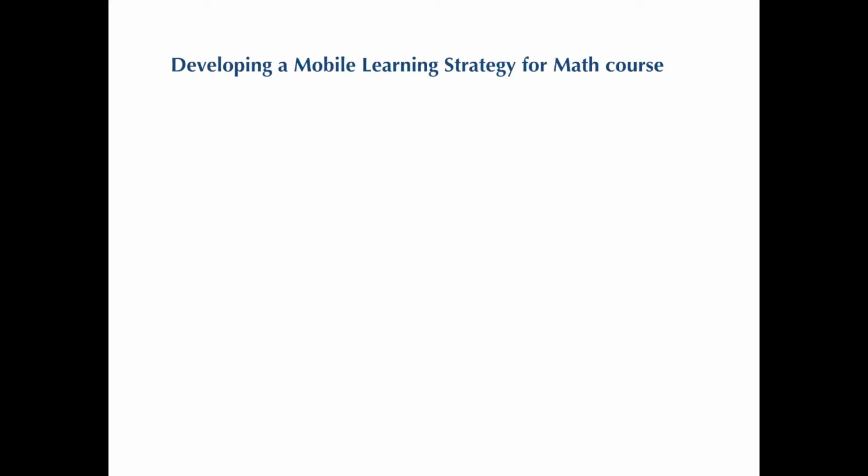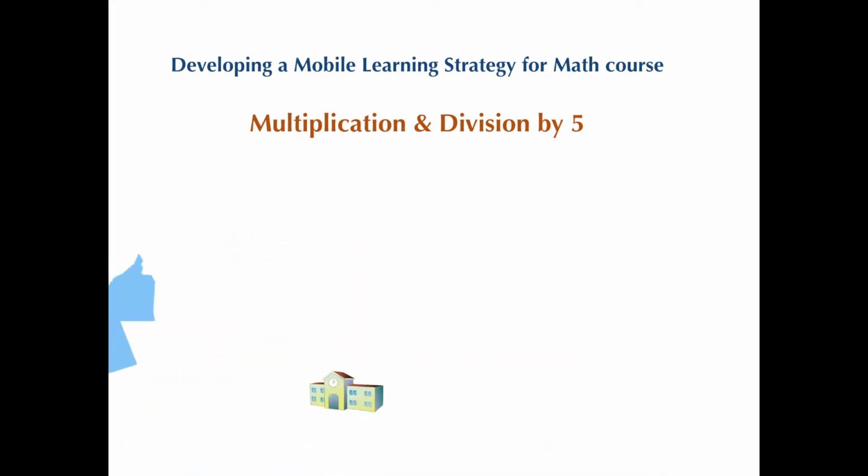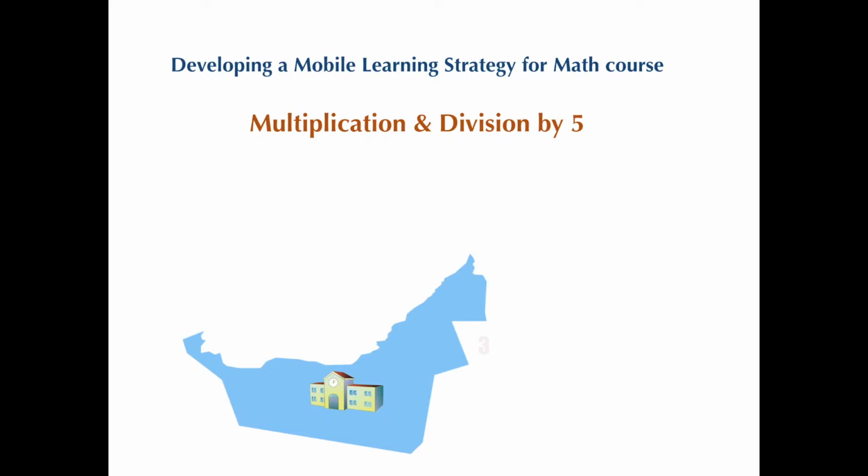Developing a mobile learning strategy for a math course: multiplication and division by 5. The learning context will be a private school in the UAE for grades 3 to 5.